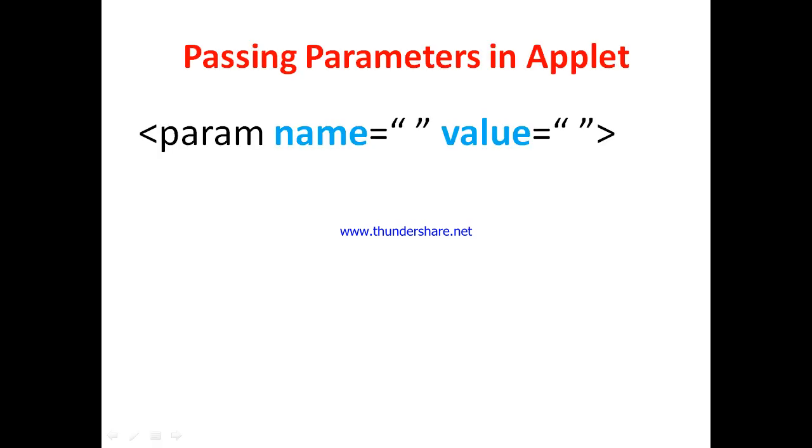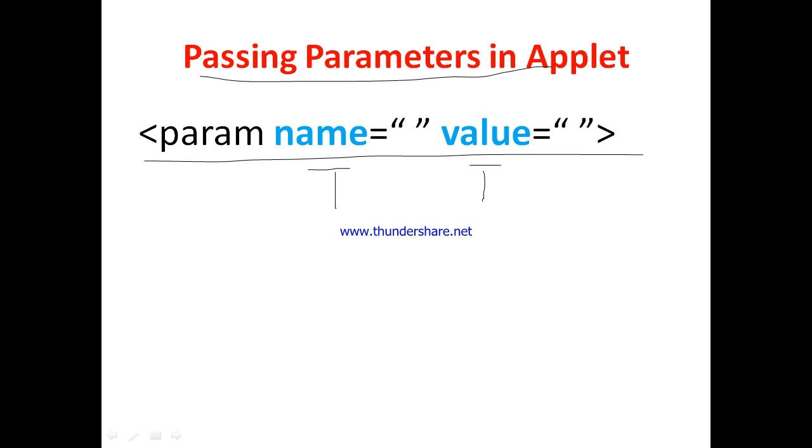Now for passing the parameters in an applet, Java or HTML, in Java we are using the param tag. The param tag is actually an HTML tag that we are using in the Java applet. Now the param tag has two attributes. One is name, another is value. The name attribute specifies the name of the parameter, and the value attribute specifies the value of that parameter.